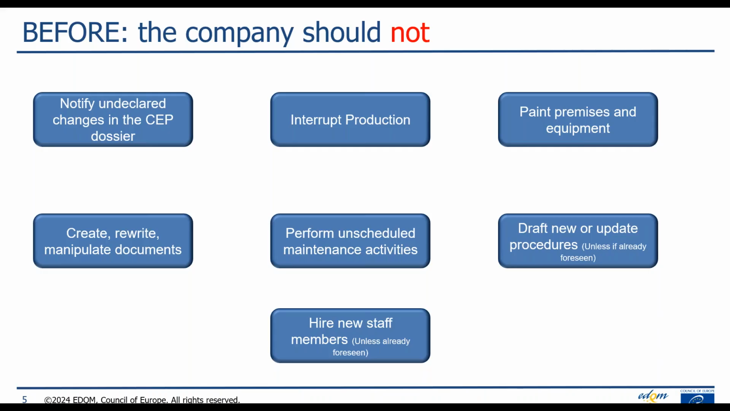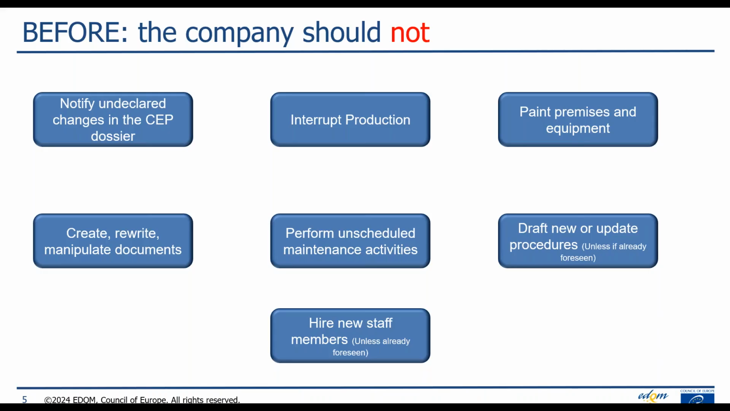I think it's out of the question that rewriting, creating, manipulating documents should not happen ahead of and during the inspection, and neither unscheduled maintenance activities. Drafting new or updated procedures, this we have seen in the past more frequently. Now, at least for me, when I'm writing down procedures, names, etc., and when they were reviewed and entered into force, firms really took this into account, and I can see that this was not usually done in the context of an inspection notification. Same applies for hiring new staff members, unless already foreseen.